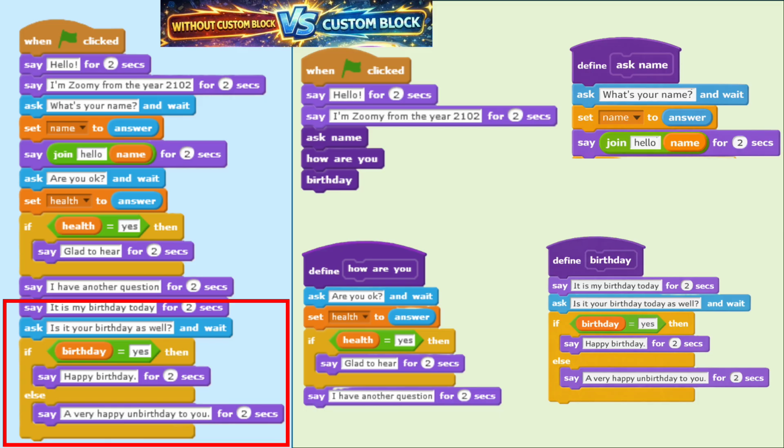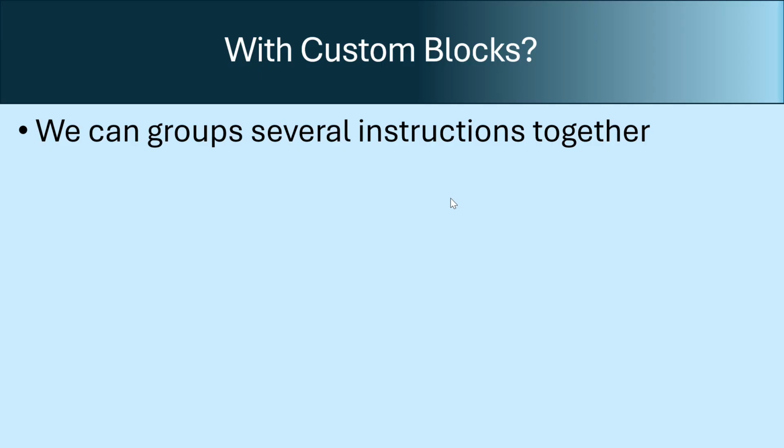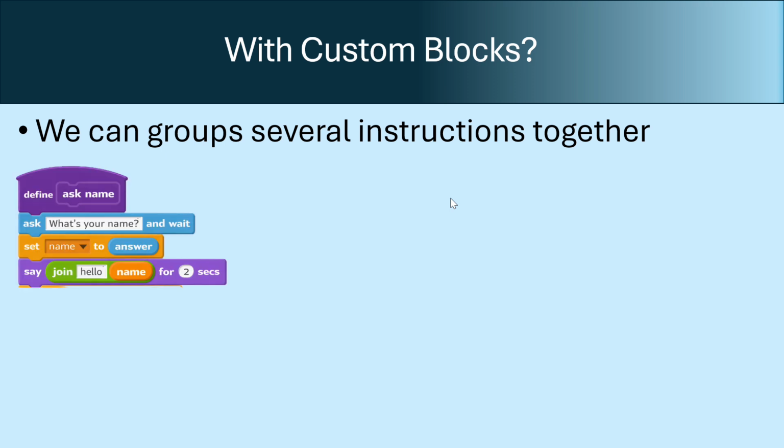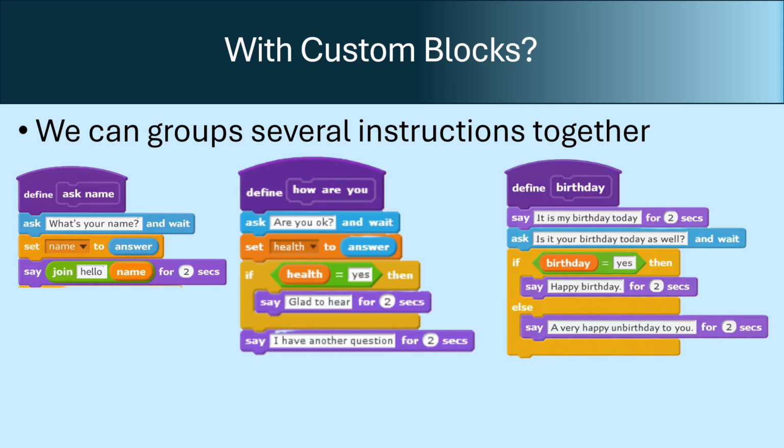So as you can see, without custom blocks, we have very long lines of code. It's quite hard to see where anything starts or stops. It's quite hard for me to see where the are you okay starts from. So with custom blocks, we can group several instructions together. So asking name, how are you, birthday.